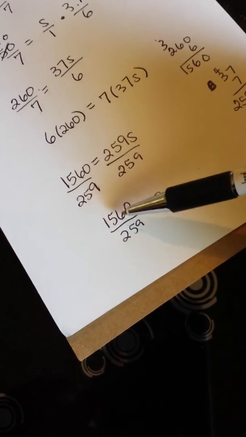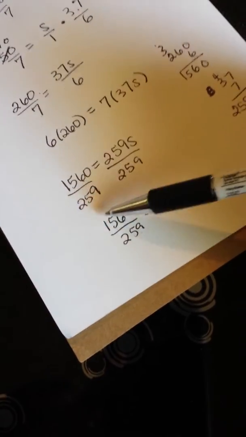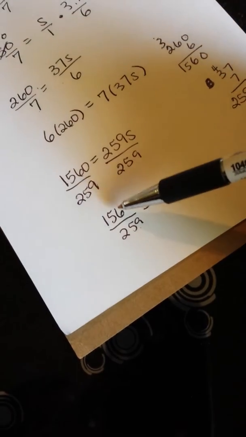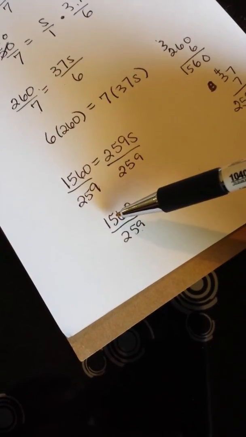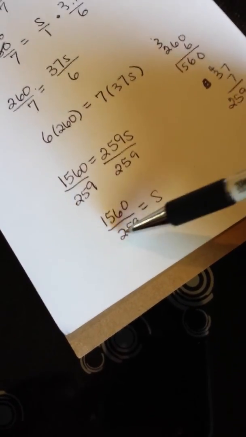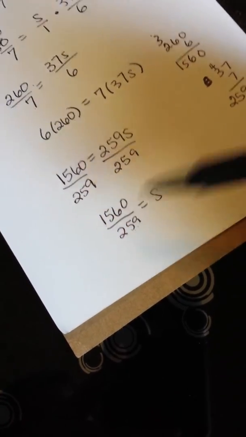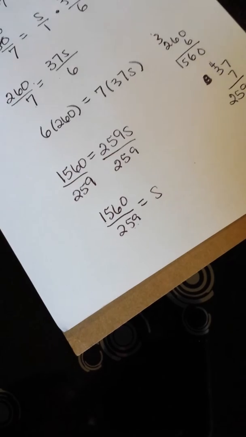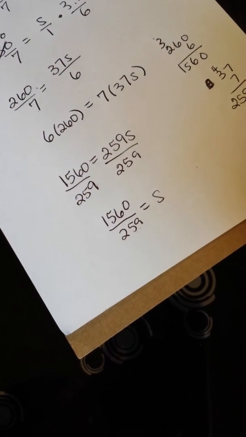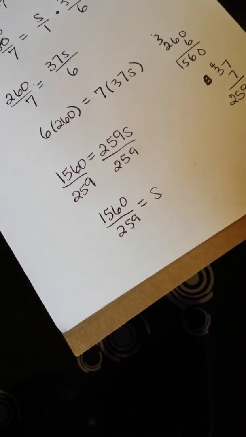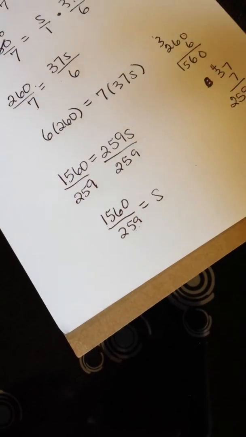If they're divisible by 3, we'll just add up each of the digits. So 1 plus 5 plus 6 is 12. This top number is divisible by 3 because when you add up all of the numbers, it's divisible by 3. And 2 and 5 and 9 is 16. 16 is not a number that's divisible by 3. So I know those numbers aren't divisible by 3. The bottom number is not divisible by 3.